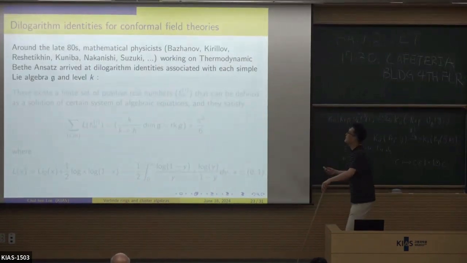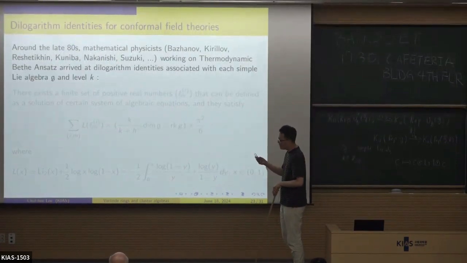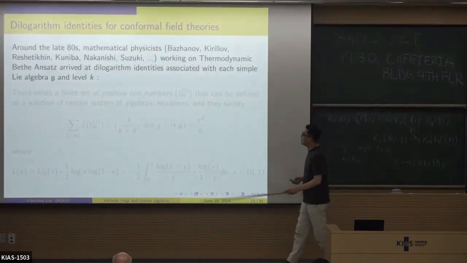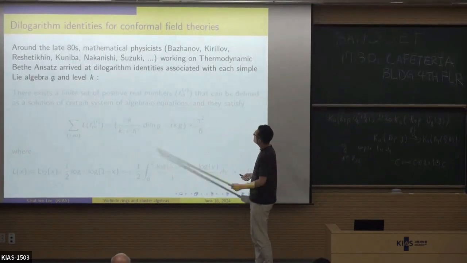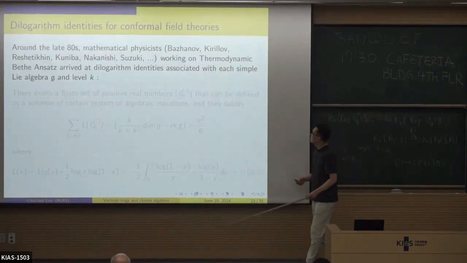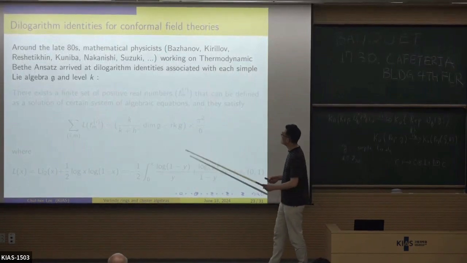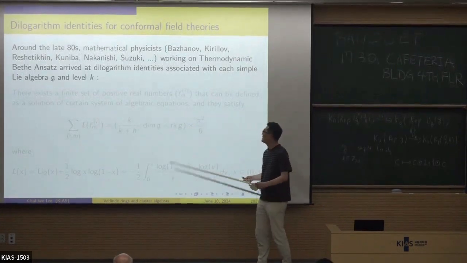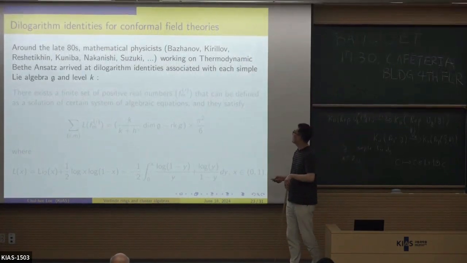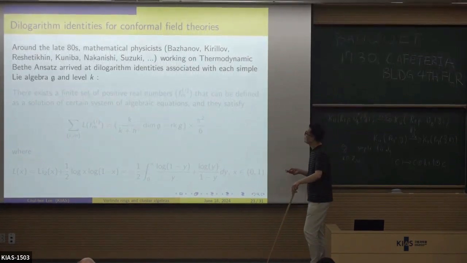Now, this is a bit different story, but this is actually the original motivation to consider this decomposition. Around the late 80s, some mathematical physicists, Bazhanov, Kirillov, Reshetikhin, Kuniba-Nakanishi-Suzuki, and many others, working on the so-called thermodynamic Bethe Ansatz, arrived at interesting identities involving the dilogarithm function. One of a family of dilogarithm identities looks like this.